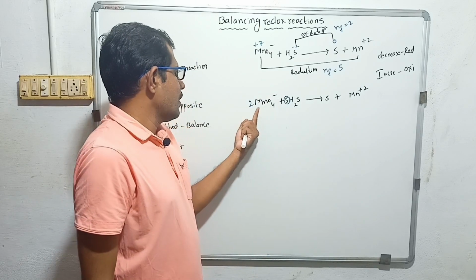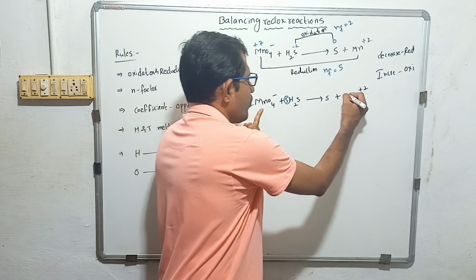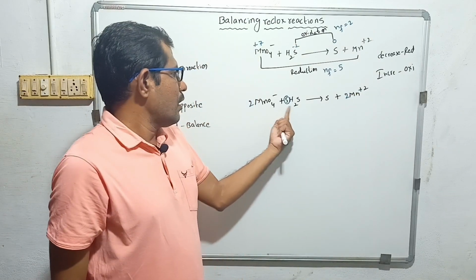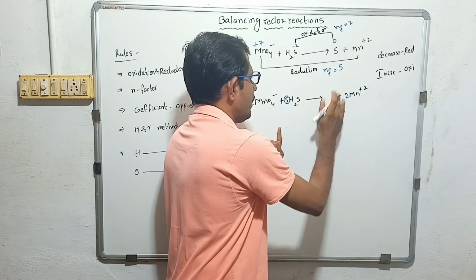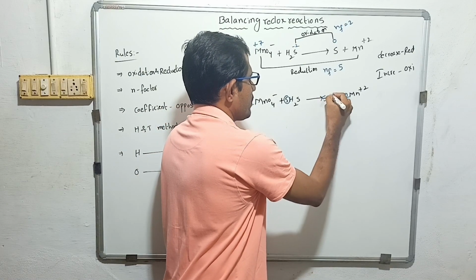Then balance the atoms. Here there are 2 manganese, so put 2 over here. Here there are 5 sulfur atoms, so put 5 over here. Put 5 over here, 5 sulfurs.